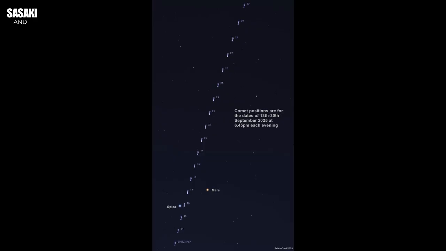Here's where it gets really interesting, though. Why the delay? Why did it take so long to spot something this bright? Right. And what's fascinating here is the likely culprit, something called the Holetschek effect. Holetschek effect. Okay, tell me more. Well, it basically describes how things like comets get really hard to see when they are near the sun in the sky from our perspective, say within about 30 degrees.